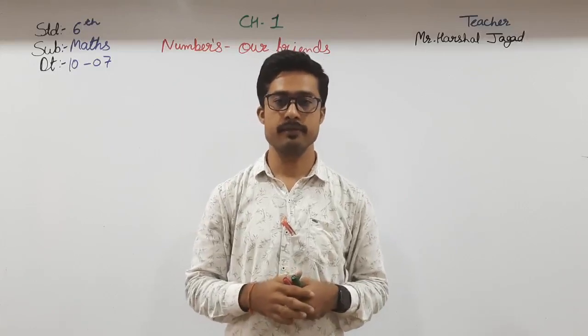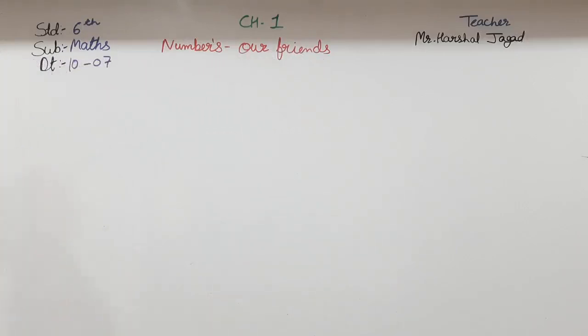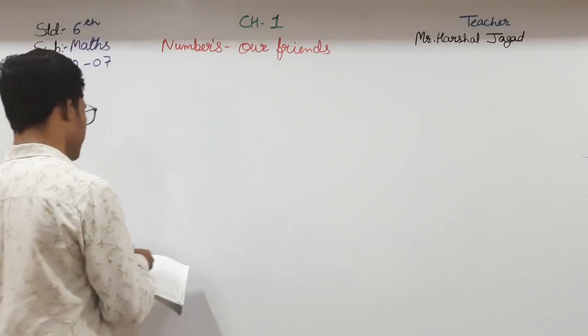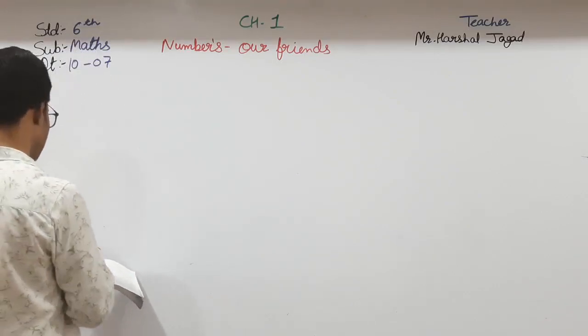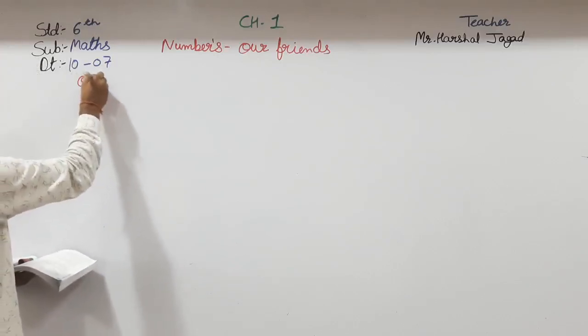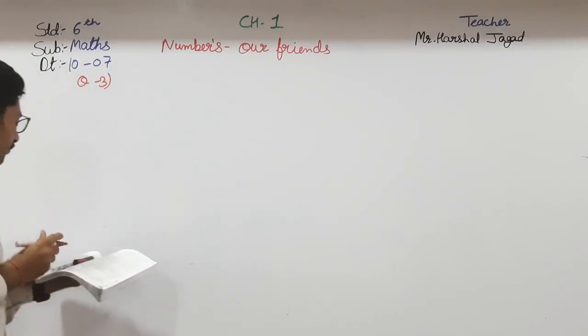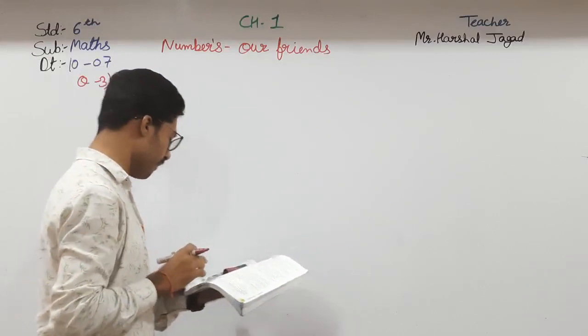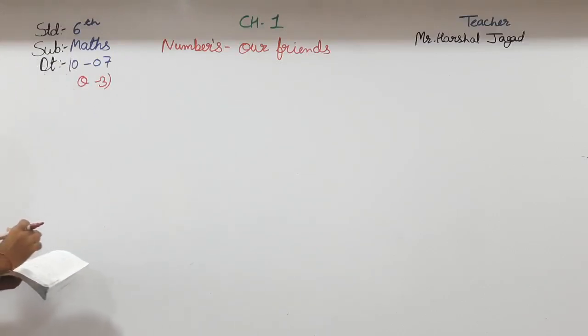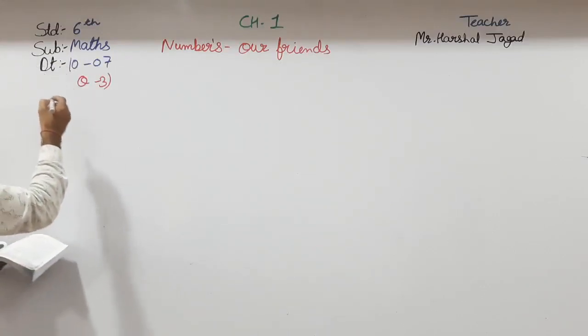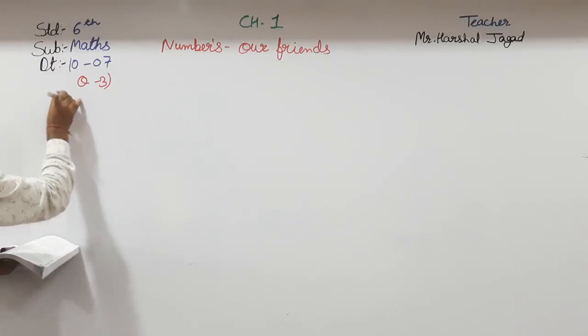In the previous video, we just reached exercise 1E. In that, we have seen question number 1 and question number 2. Now, moving forward to question number 3. From that, we will do any of the 5. So first of all, we will do A.